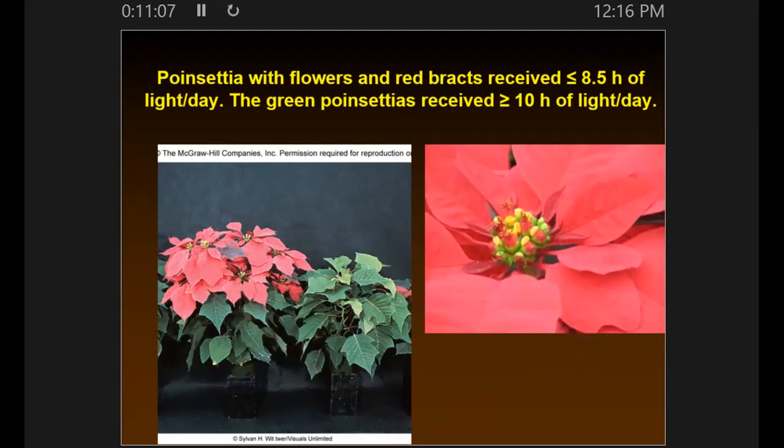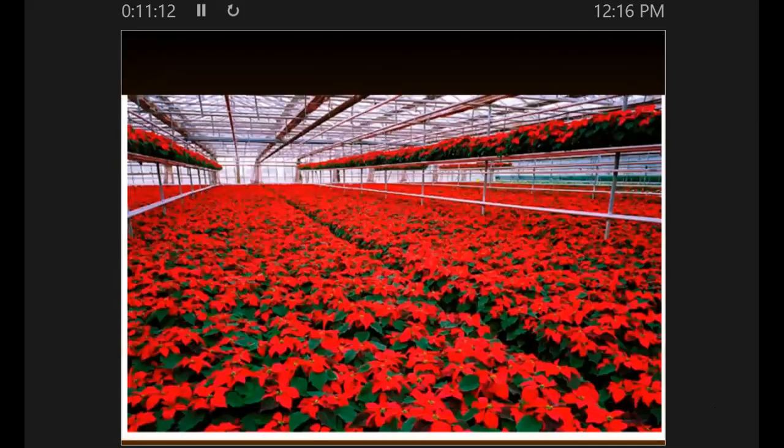So, but it's very impressive. We like the looks of it. Most people really do find poinsettias appealing, and so it's big business. So here you see a greenhouse just chock full of poinsettia in bloom. So they must have been receiving light lengths that were below 8.5 hours.